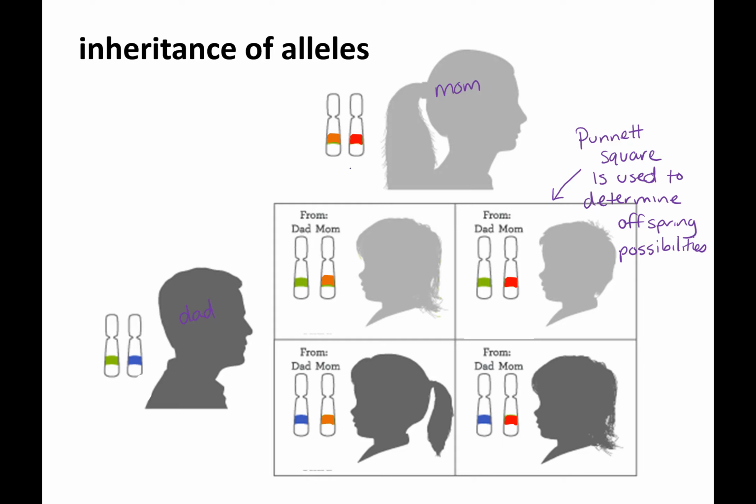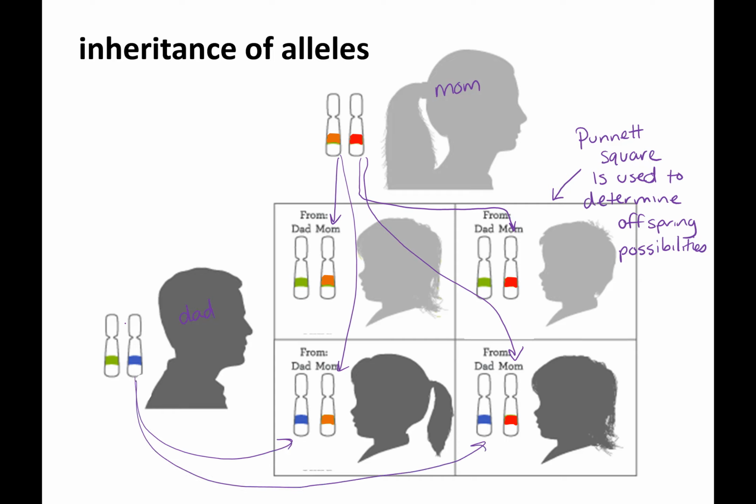And that each child gets 1 of their chromosomes, therefore 1 of their alleles from mom, and 1 from dad. So mom and dad are diploid, the children are diploid. The gametes are going to be haploid. But what I want you to see from this is that you can get all possibilities based on what you can inherit from your mom and what you can inherit from your dad. That is the use of a Punnett square to determine the offspring.